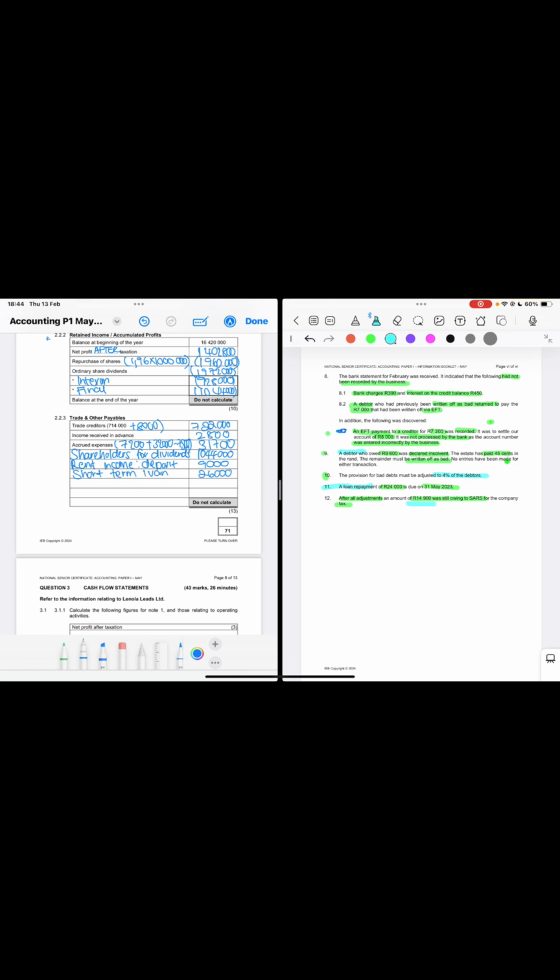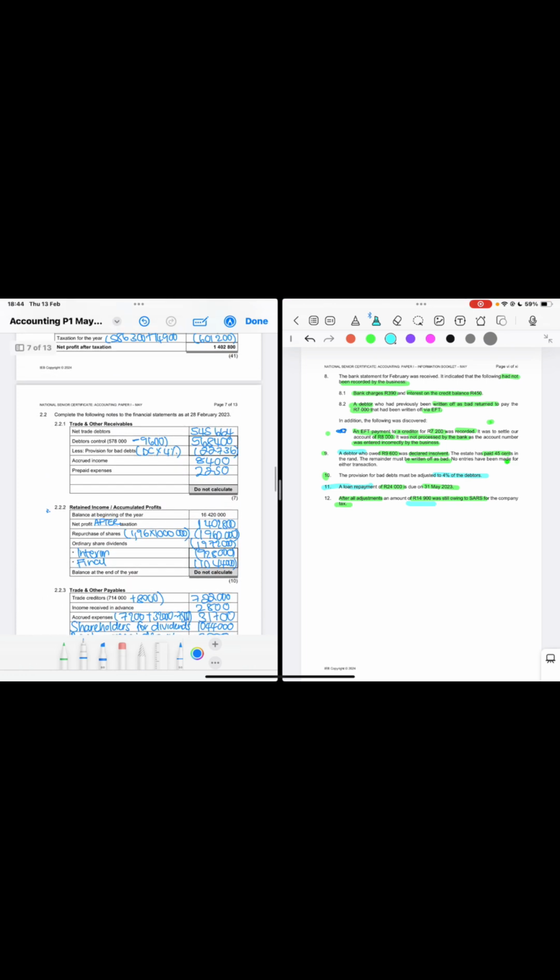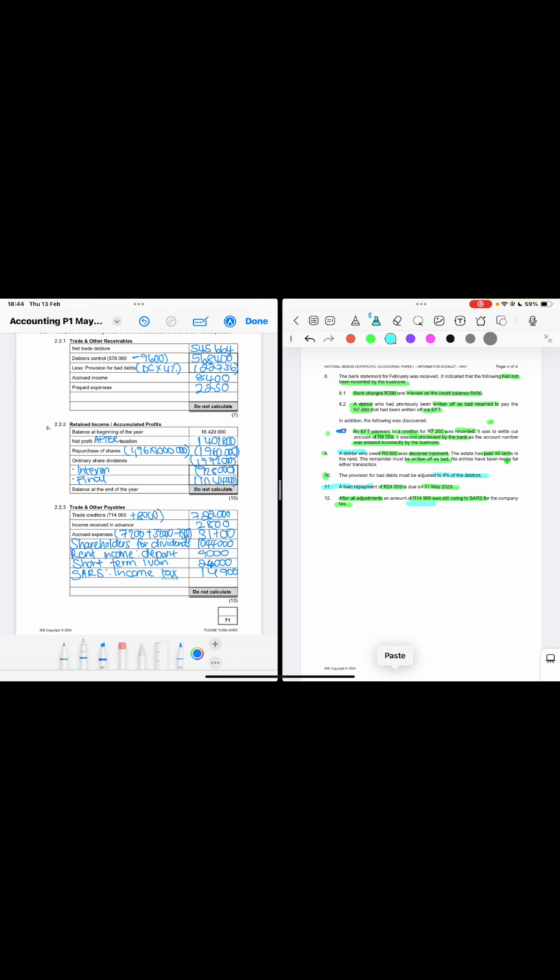And the last part, you were told that an amount of 4,900 was still owing to SARS. So we have a credit balance on the SARS income tax of 14,900. Okay, this is supposed to be a 24,000. Okay, don't think there's anything missing. So these would be all your 3 notes completed.